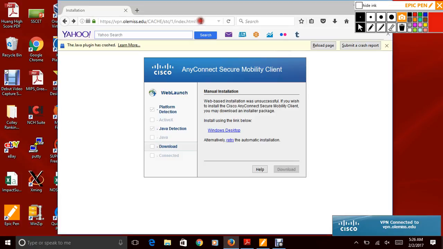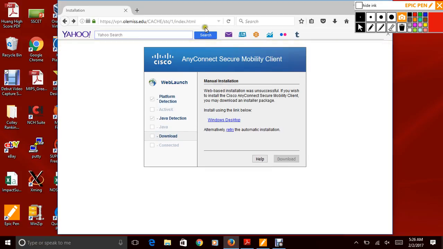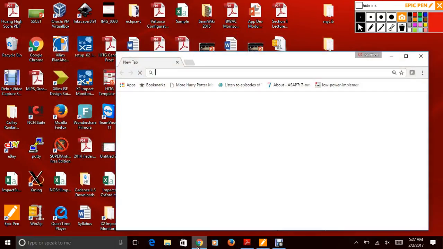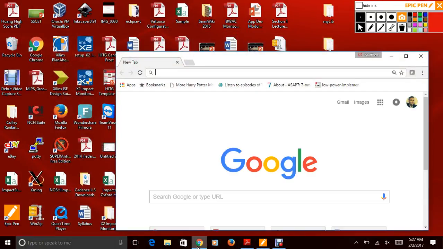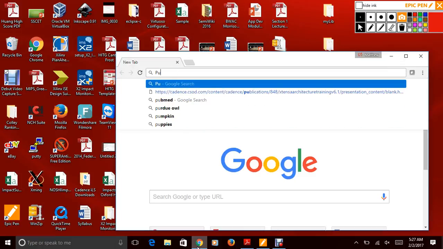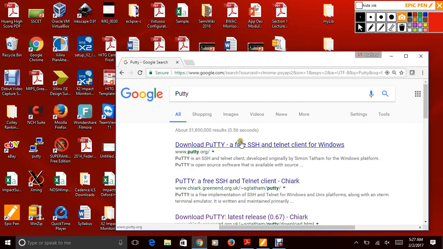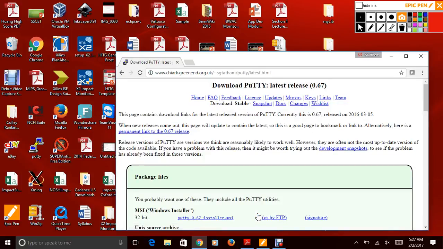So the next thing you need to do is download a few programs. They don't take very long to install. First thing you want to do is search for Putty. Putty is an SSH client, as you know. So putty.org. Third link is download Putty.